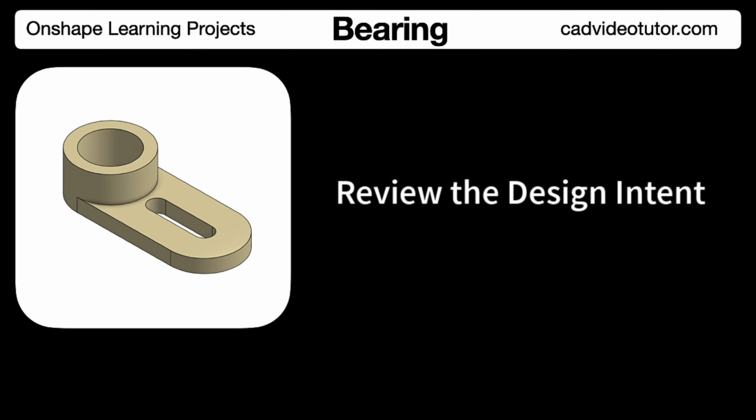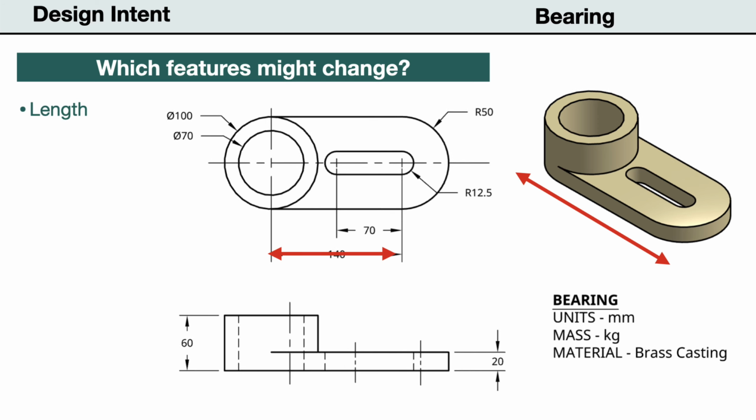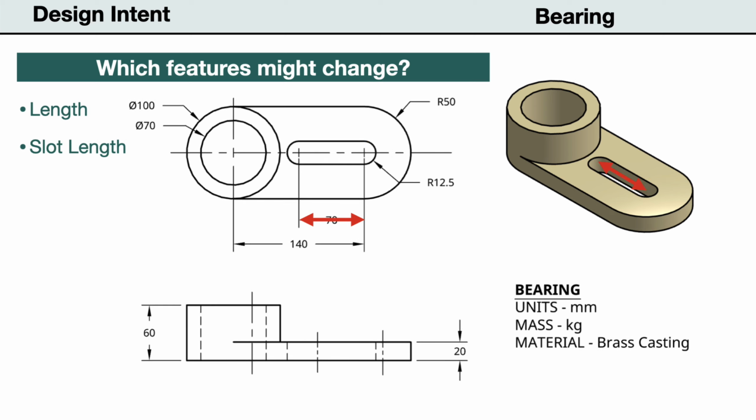In this segment, we will review the design intent for the bearing. To start, we need to identify any features that might need to be changed or revised during or after the design process. We can anticipate that the overall length may need to be shorter or longer. We want to make sure that the center points of the circular ends are dimensionally constrained. And revising the dimension can change the overall length. The length of the mounting slot may also need to change. So again, I want to make sure that the center points of the circular ends are dimensionally constrained. And editing this dimension can change the length without changing its size or location.